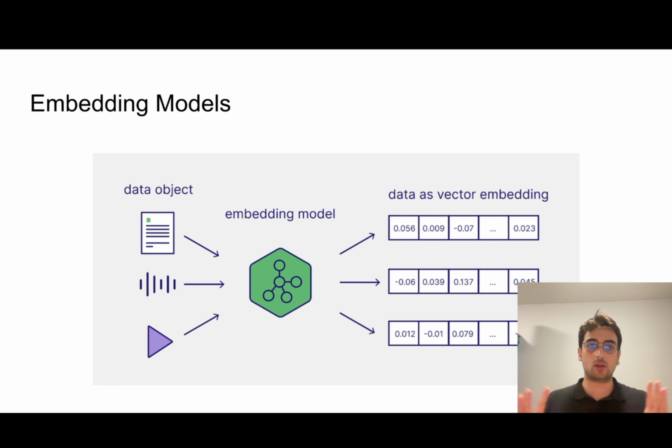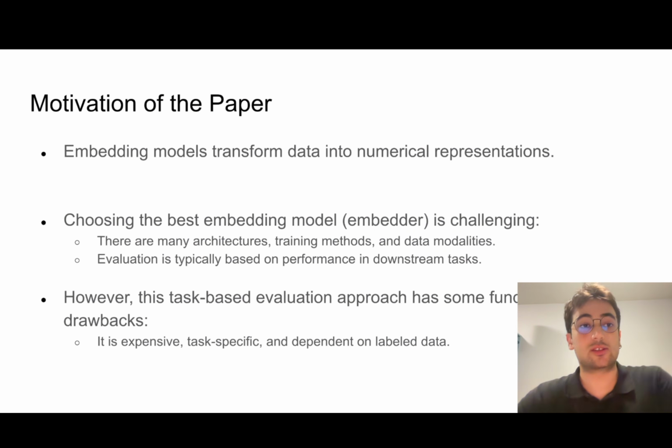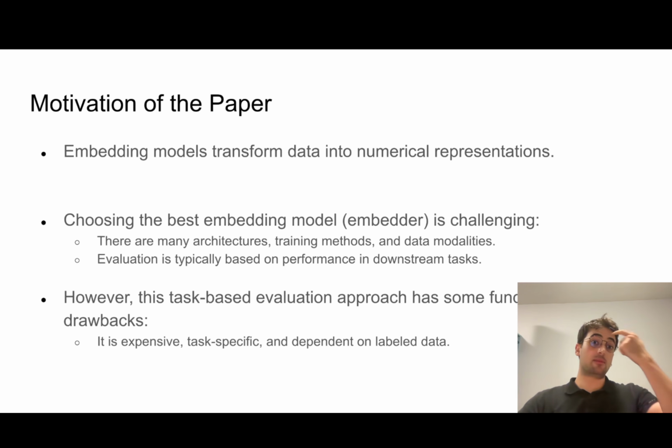Whatever. Yeah, embedding models are just converting some data to a numerical representation, okay? And it's so similar to what we are doing in information theory in general. We are trying to encode data, right? So we can use information theory concepts in embedding models, and that's exactly what is done by the authors of this paper. Okay, so the motivation of this paper is that embedding models transform data into numerical representations, as we already said.